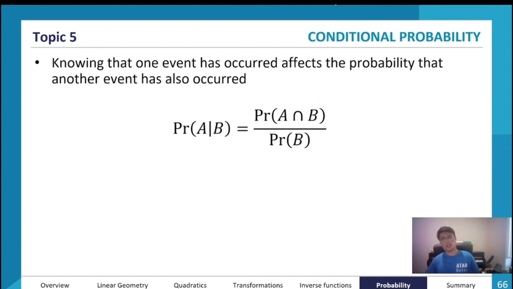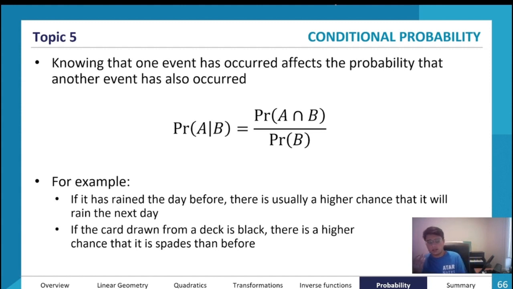Okay, knowing that one event has occurred affects the probability that another event has also occurred. This is the idea of conditional probability. And you'll find this in many different situations in life. For instance, if one day it rains, it's probably going to rain the next day, right? Because the storm's still around, the rain clouds are going to stick around for another day, most likely. And then even in less probabilistic scenarios, like if a card drawn from a deck is black, there's going to be a higher chance that it is spades than before, and that's just due to the fact that you only have 52 cards in the deck.